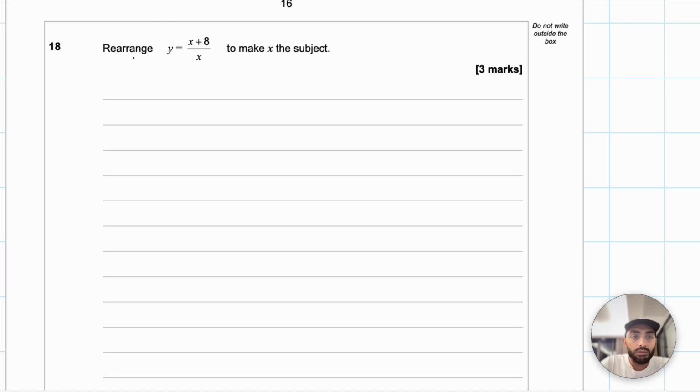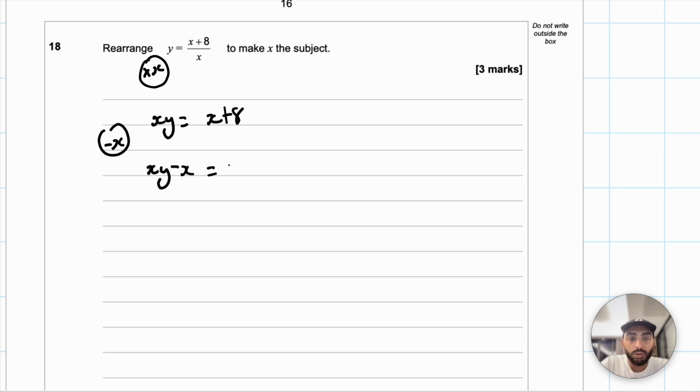Question 18. Rearrange this equation to make x the subject. So right now I can see I've got x on the top of the fraction and x on the bottom of the fraction. I want to try and get all the x's onto one line. So let's move this x over to the other side first. So we'll multiply both sides by x. So x times by y gives me xy, and then we're just left with x plus 8. We're trying to get all of these x's to one side so that we can factorize it out. I'll take away this x from both sides. So xy, take away x is equal to 8.